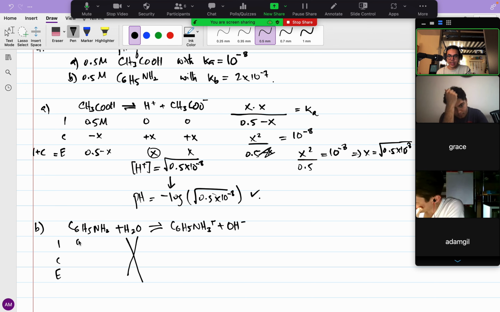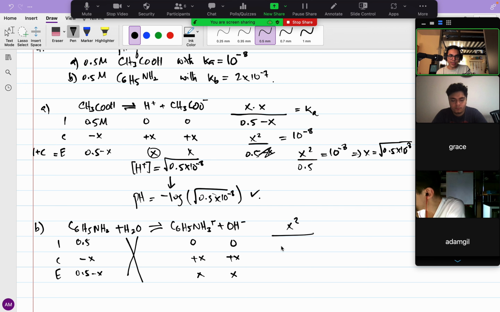This is 0.5. Nothing has dissociated in the beginning, so 0 and 0. Minus x, plus x, plus x. And so 0.5 minus x, x, and x. Very similarly, setting up the equilibrium expression, products on top, x squared over 0.5 minus x equals Kb this time, 2 times 10 to the negative 7. And you can do small x approximations, same as before, 1 times 10 to the negative 7.